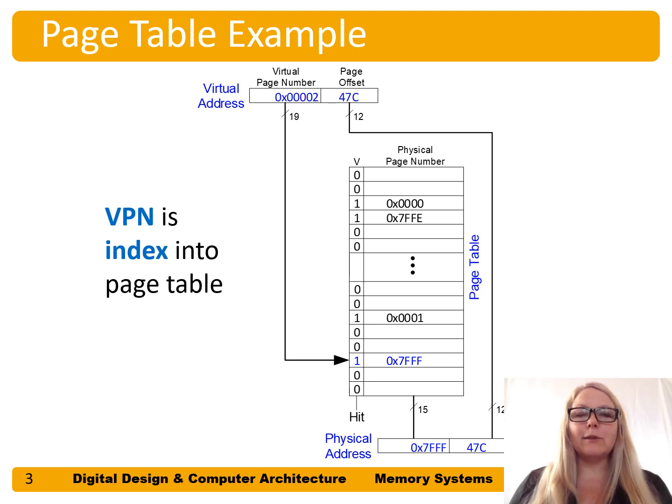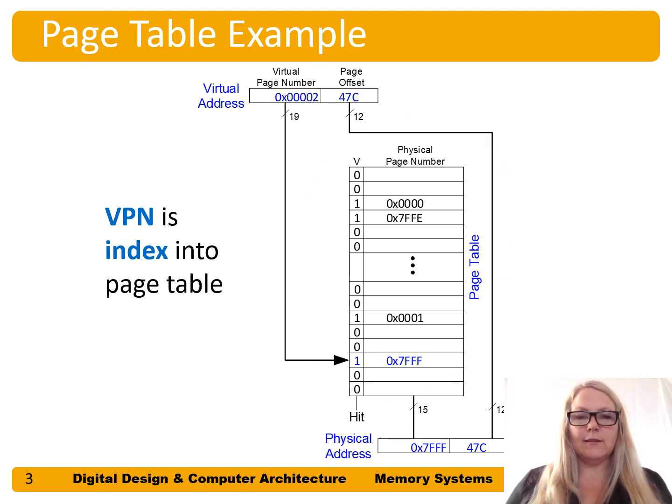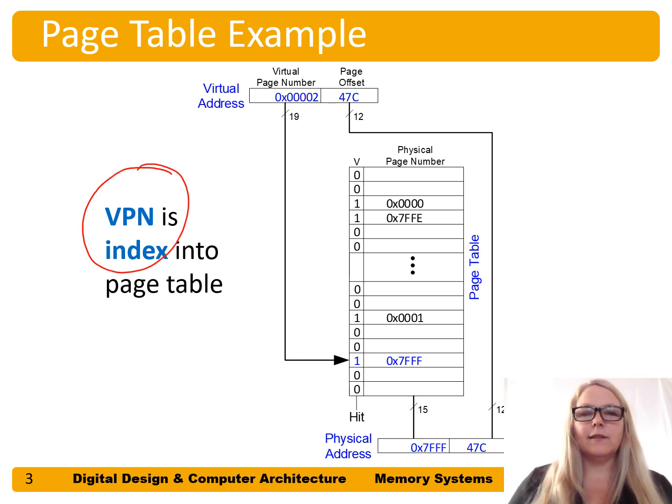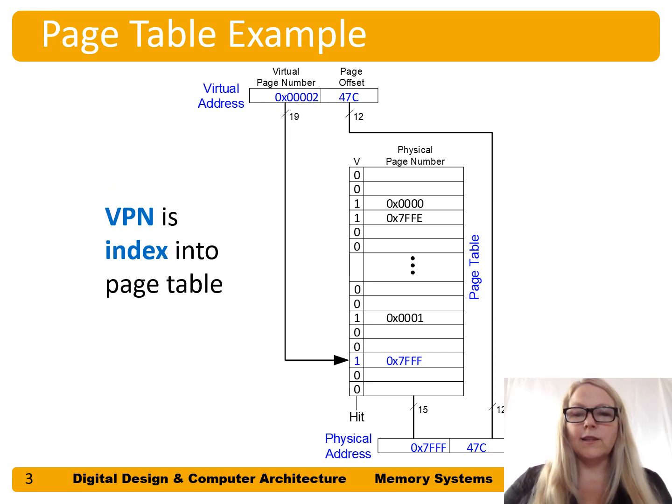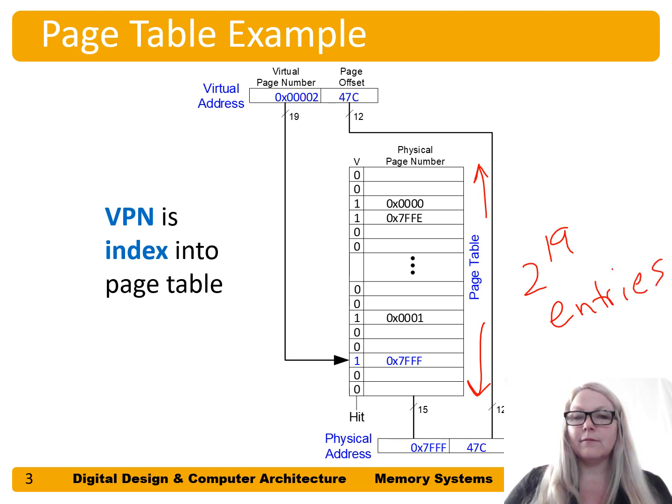So here's a page table example. Here's our page table right here. And so in this case, we have our virtual page number, 19 bits here. So the number of entries in our page table, it's not showing all of them obviously, is 2 to the 19 entries in that page table. Okay. And so we use our virtual page number to index into that page table.